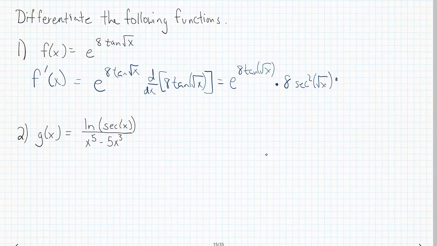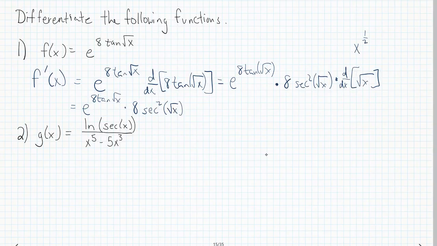Now we have to multiply by the derivative of that interior function, once again, which is the square root of x. A lot of you might like that better as x to the 1/2, because now you can use the power rule, and you can write it as 1/2 x to the negative 1/2 if you like. That's fine, or you can brush this up. We get e to the 8 tan square root of x times 8 secant squared of the square root of x times 1 over 2 square root of x. And that would be a final answer right there.